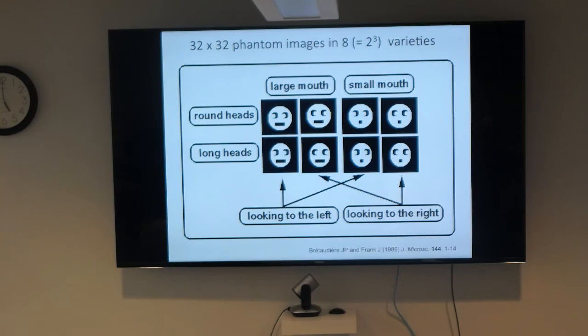We also need some kind of a way of expressing what we find. And what does it mean in terms of modeling a structure?